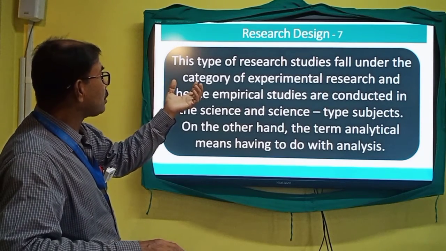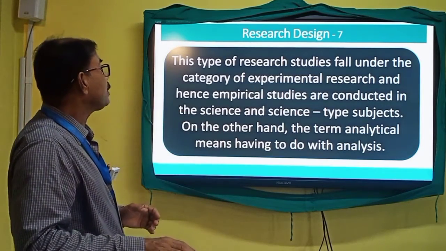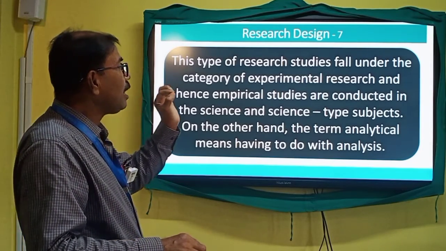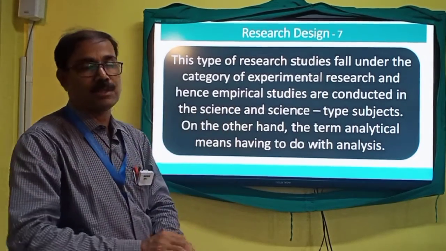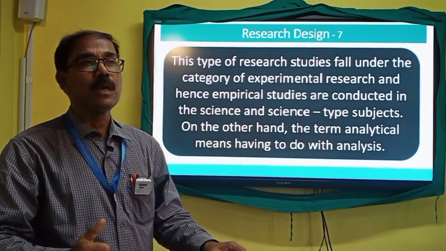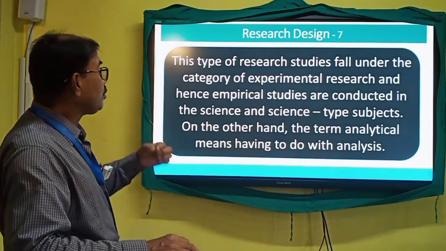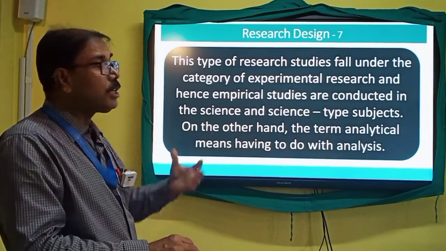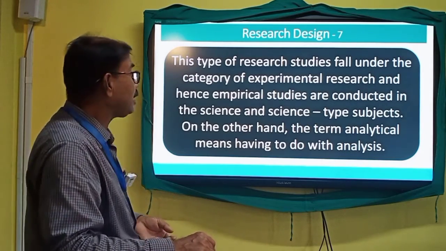This type of research studies fall under the category of experimental research or scientific research. And hence, friends, empirical studies are conducted in the science and science type subjects. Basically, experimental research, which we had discussed in detail in our earlier classes, has a link with scientific study, or in science type research this procedure is to be followed, and knowledge of this type of research is of special importance.